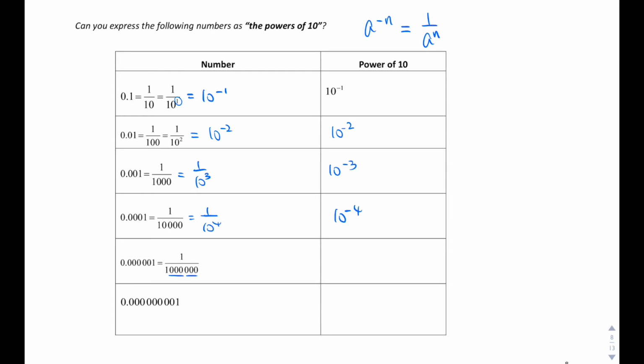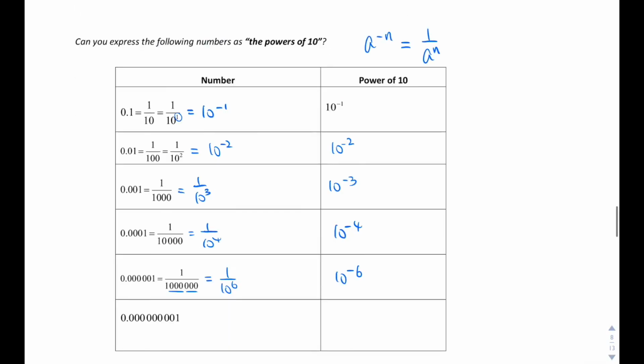And for this case, there are 6 zeros in the denominator, and this is 1 over 10 to the power of 6. This is 10 to the power of negative 6. And for the last one, we just count. There are 9 decimal places after the decimal point. So this is 1 over 1,000 million. That means it is equal to 1 over 10 to the power of 9, which is equal to 10 to the power of negative 9.